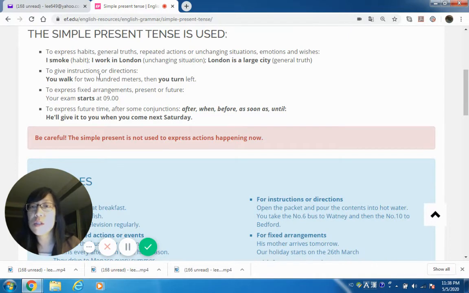To give instructions or directions. So when you give instructions or directions, you also use simple present tense. You walk for 200 meters, then you turn left. So when somebody asks you how to make an ice cream, then you use simple present tense. Or if somebody asks you for directions, how to get to school, then you use simple present tense.